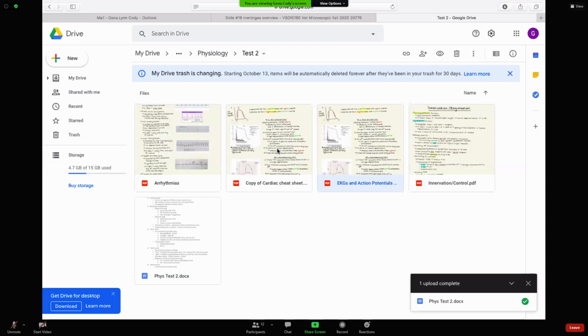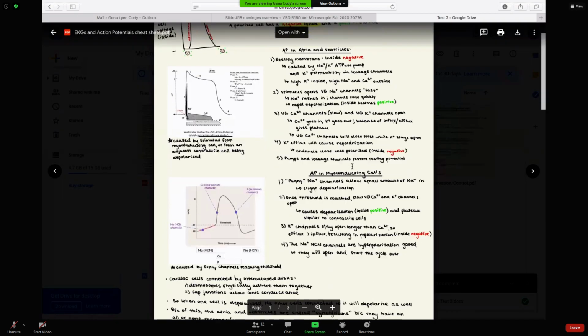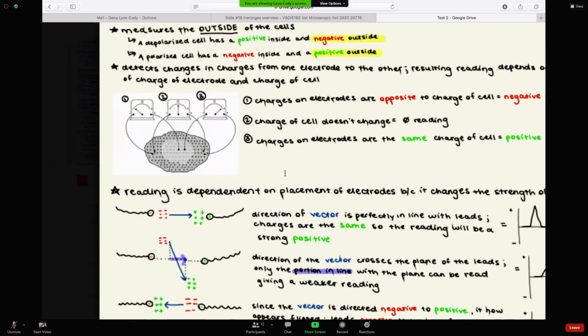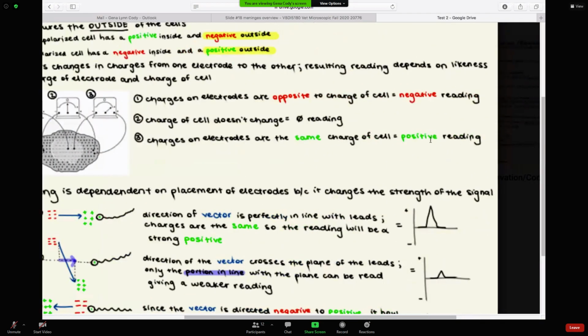I have a quick question, Gena. Sorry. No, please. I guess I'm just confused how we know if it's positive or negative, based on the vector, which way it's going to go. Yeah. If the charge of the lead is the same as the charge of the tissue that it's going to, that's positive, right? But if they're opposite, they're negative.